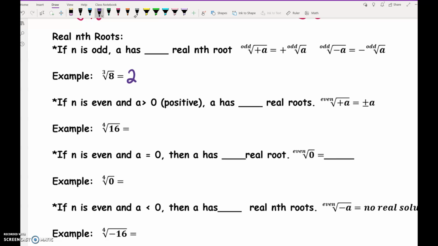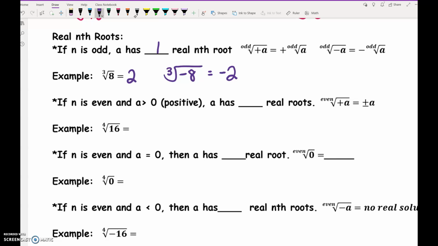If you have an odd index, you are going to have one real nth root. The cube root of negative 8 is negative 2. Because negative 2 times negative 2 times negative 2, not all of the negatives cancel, it would end up being negative 8. If you have an odd number of negatives, the negatives don't cancel. So you can have negatives under the radical when the index is odd.